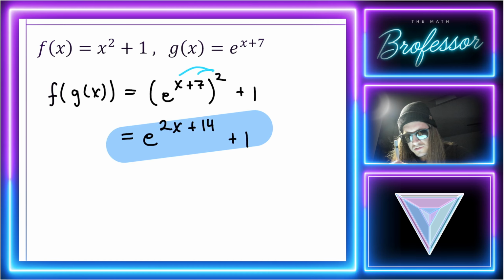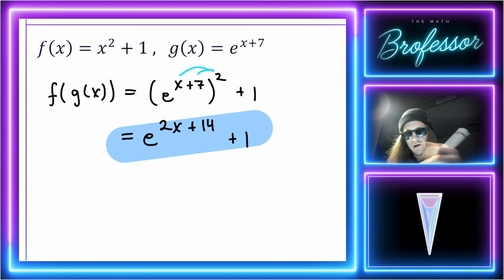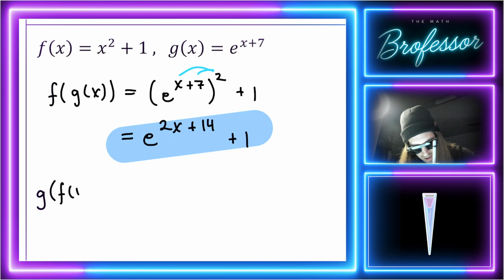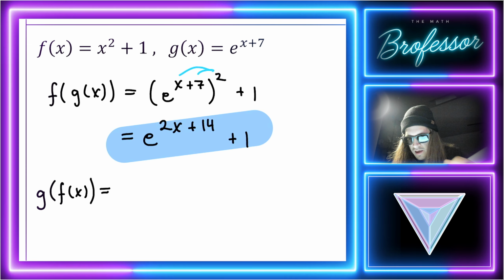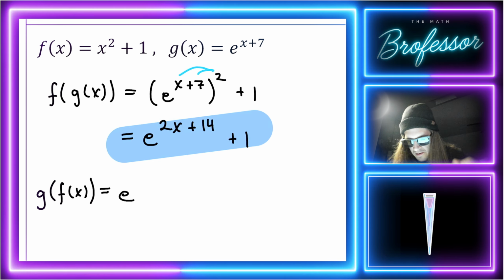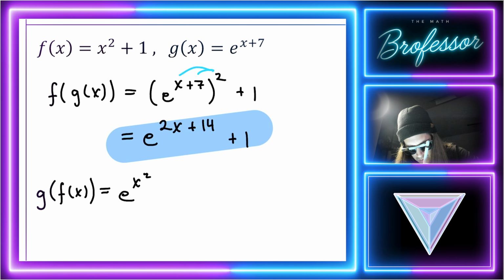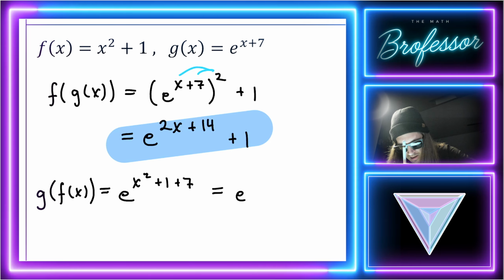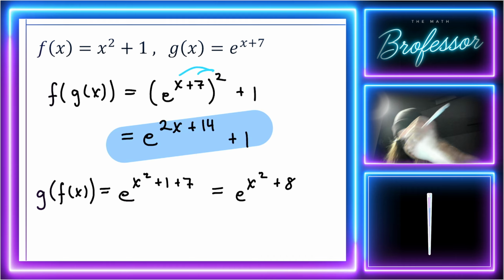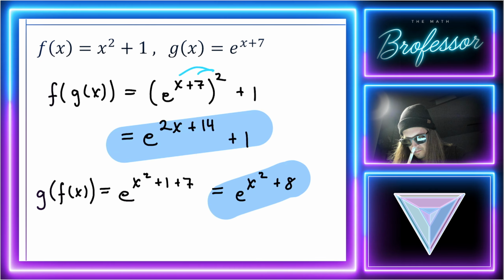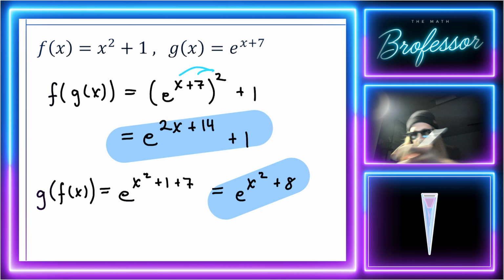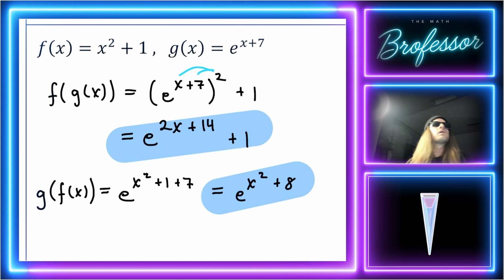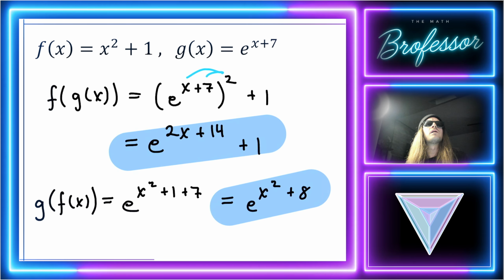Let's see, maybe both of these are small. Let's see if we can fit both of these right here. And then g of f of x. That would be e, and I replace that x with an x squared plus 1 plus 7, for e to the x squared plus 8. We can see both of those. There we go. Okay, great. Yeah, that fits nicely. All right, let's check these.